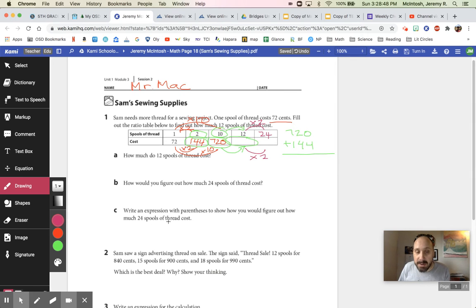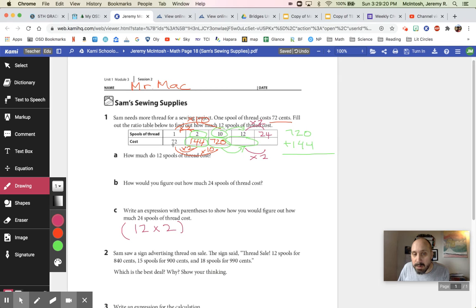And then C says, write an expression with parentheses to show how you would figure out how much 24 spools of thread cost. So 24 spools of thread cost 72 cents. Or, let's see, you could say 12. So what we did was what Mr. McIntosh just explained: we did 12 times 2, right? We doubled the 12 to get to 24.